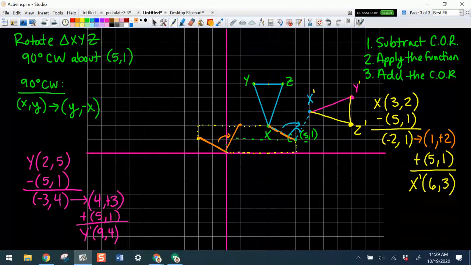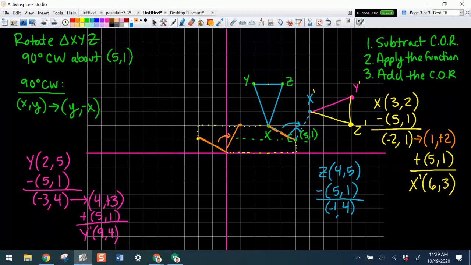But if you'd like me to, just for a little bit more practice, I'll show you how to find z prime. Again, take the pre-image point z, which is located at (4, 5). Subtract the center of rotation. So we're going to subtract the point (5, 1). 4 take away 5 is -1. 5 take away 1 is 4.